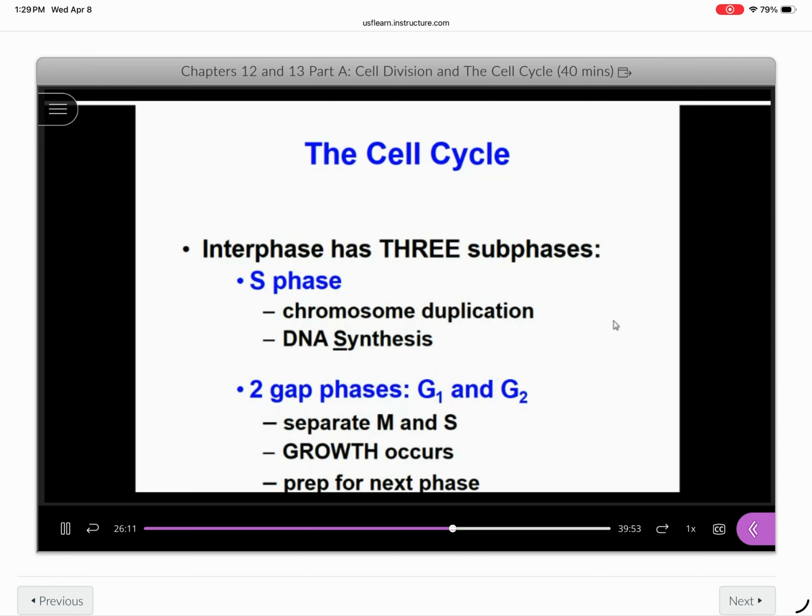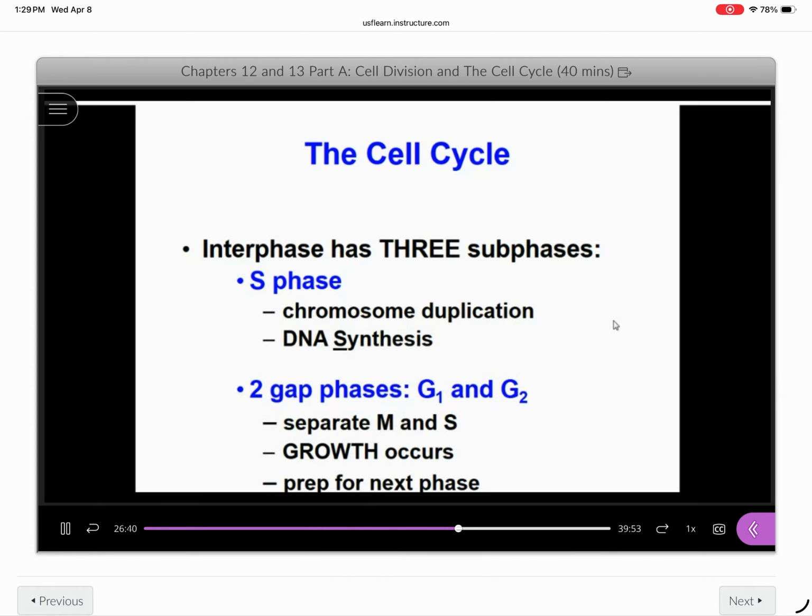And here they are. S phase is the phase when the chromosomes are duplicated. Chromosome duplication happens in that phase. So we have a name for it when that happens, before cell division. Why is it S? It's for synthesis, DNA synthesis.